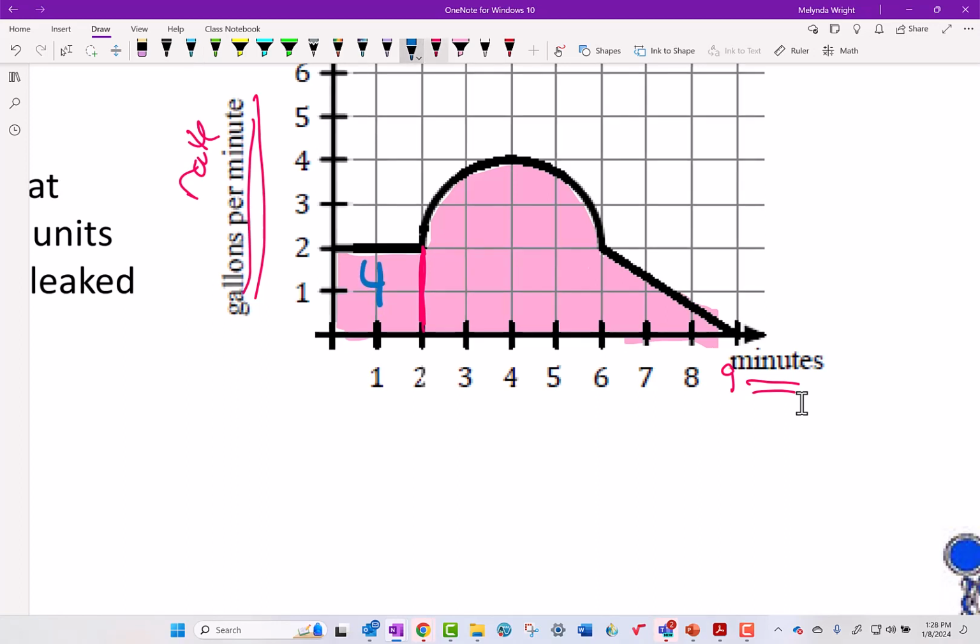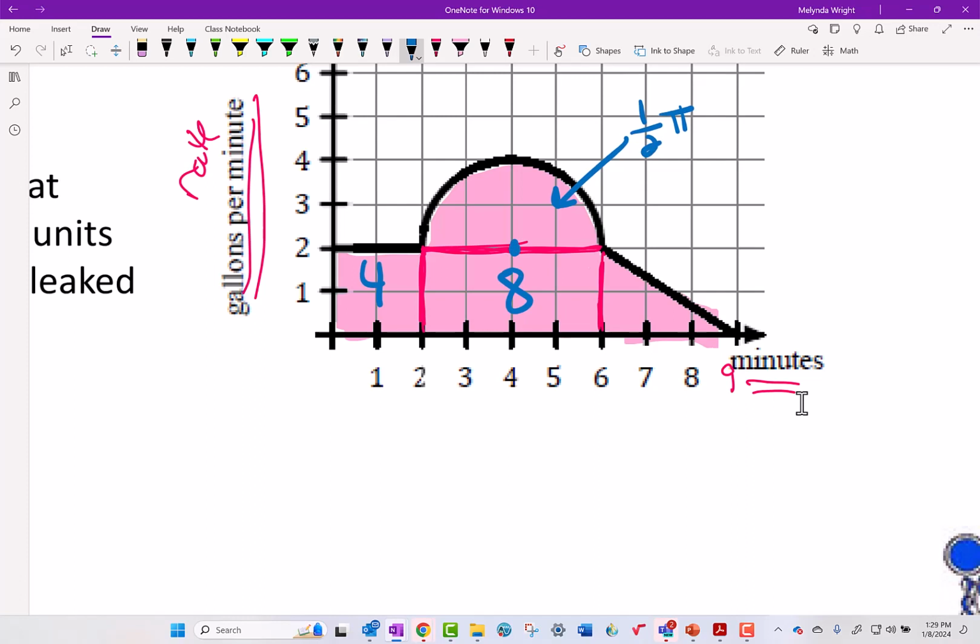Okay, and then I would probably break it right here. Again, this is just one way to do it. You can break it a bunch of different ways. I'd break it here and here. And this is 1, 2, 3, 4. So 2 times 4 is 8. That would be 8. Then this one is a semicircle, so that's half pi.